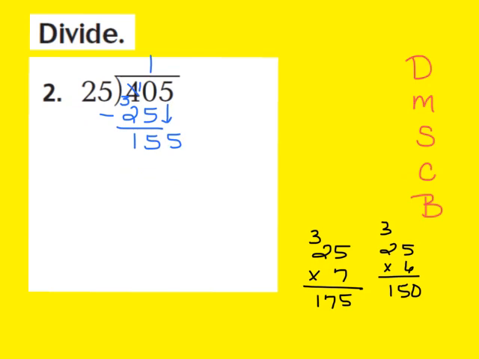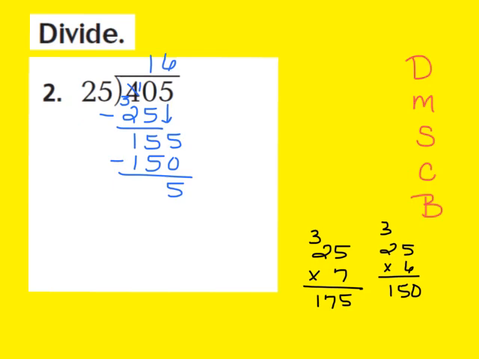So I'm going to write my 6 right up here up top above the 5 in the ones place. Now I'm going to multiply. 6 times 25 gives me 150. And now my next step is to subtract. Well, 5 minus 0 is going to leave me with 5. Now let's do our next step, which is check. I know that 5 is less than 25, so we're still on the right track.